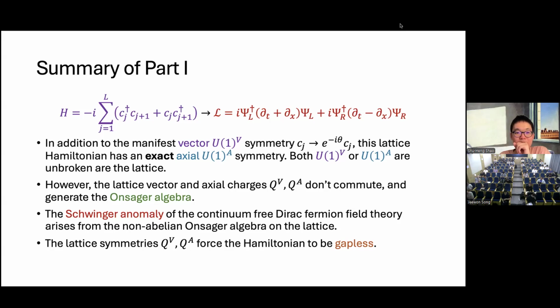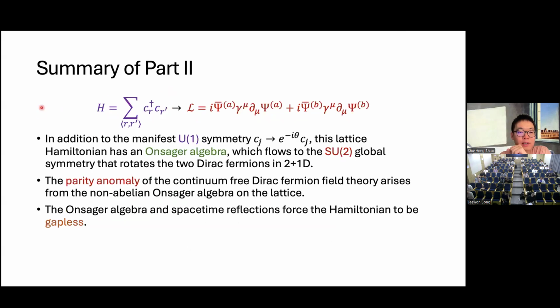Okay. This is 1 plus 1D. And in 2 plus 1D, we studied the same nearest neighbor Hamiltonian on a honeycomb model. The continuum limit is 2 Dirac fermions, which has an SU2 valley symmetry, and it has a parity anomaly with time reversal symmetry. What we show is that the parity anomaly can also arise from the same non-abelian Onsager algebra.